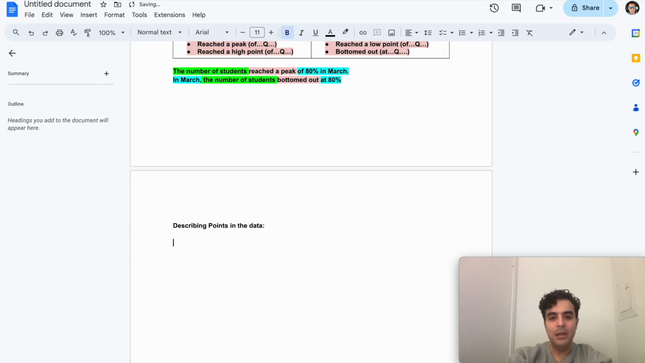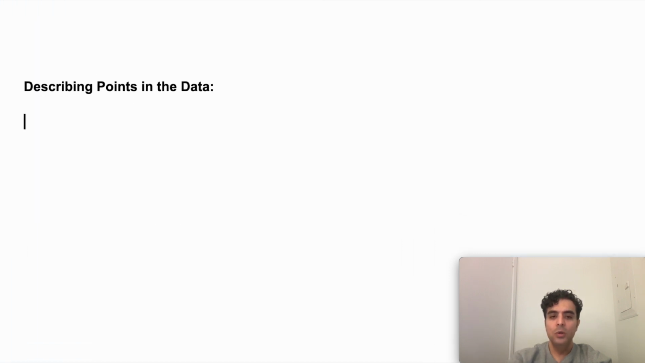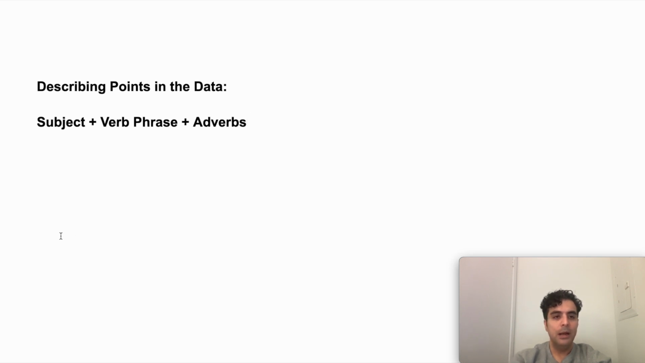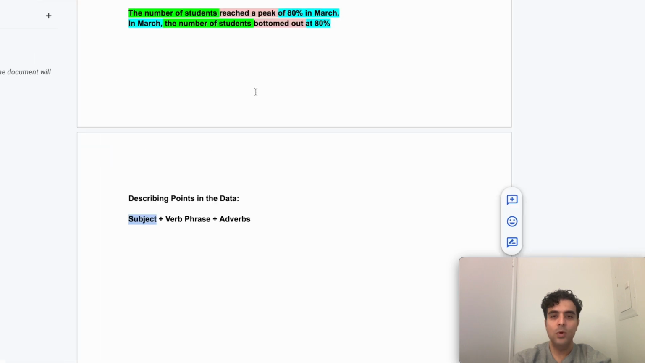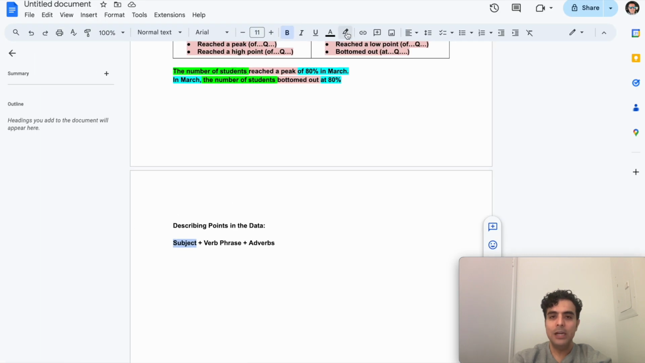So, points in the data. Let's call it points in the data. And we know the structure we'll be using is subject, verb phrase, plus adverb, the adverbials or the adverbs that we'll be adding. So subject, once again, the color was green. The verb phrase, we decided to go with this shade of red. And then all adverbs were described with the color blue.